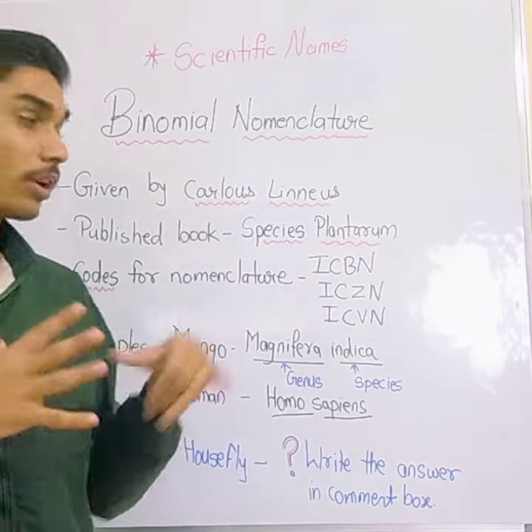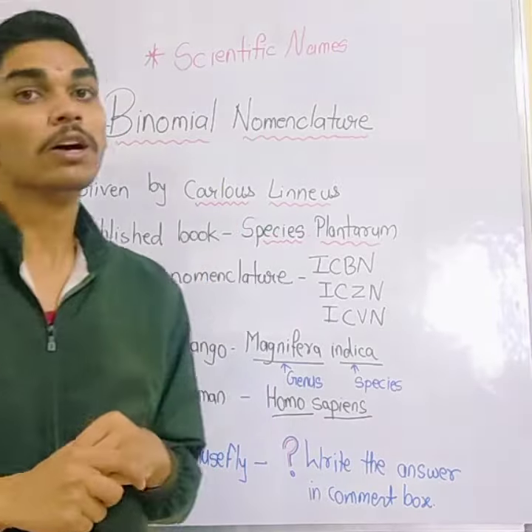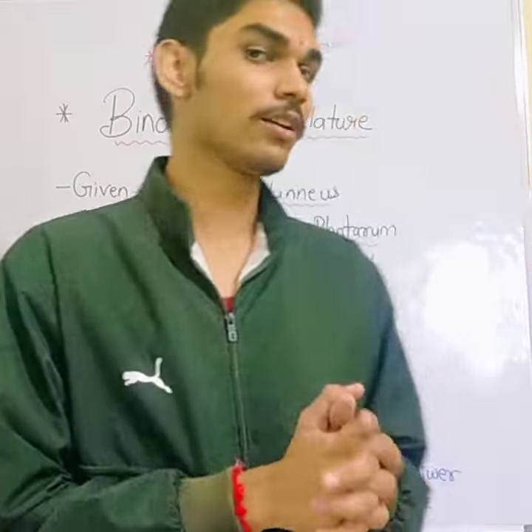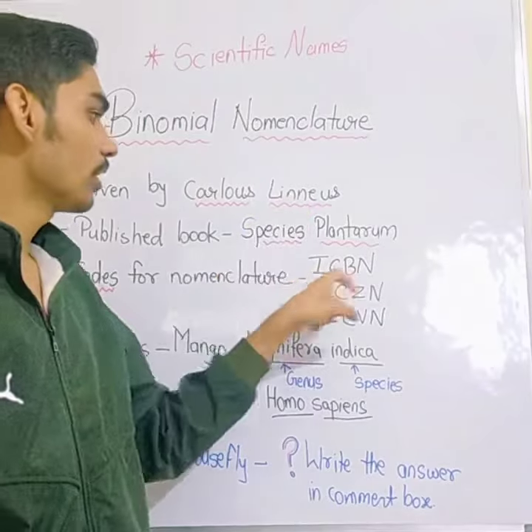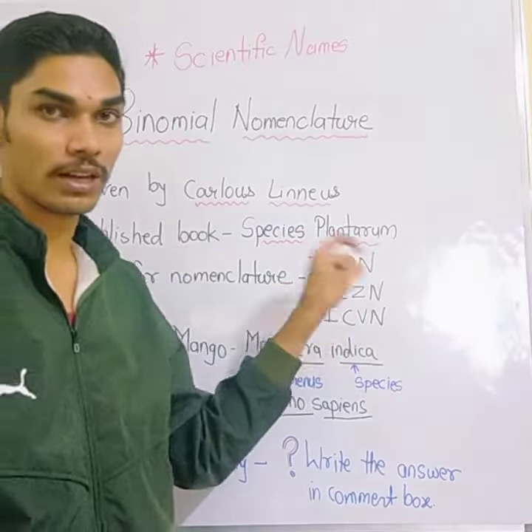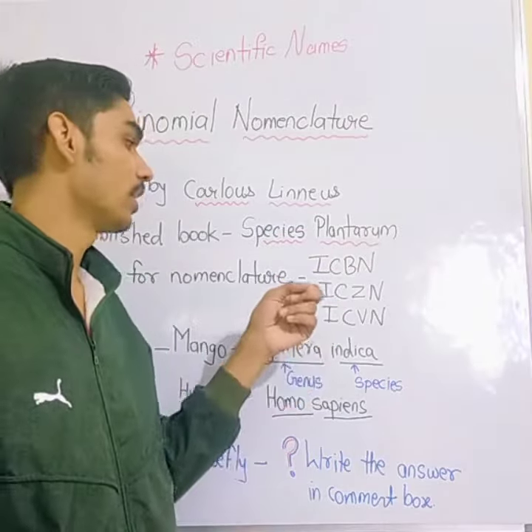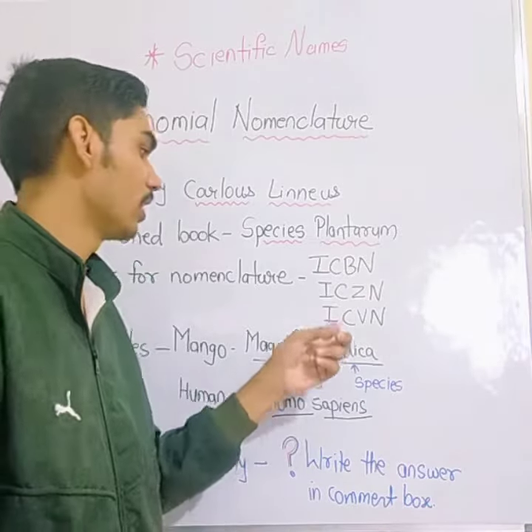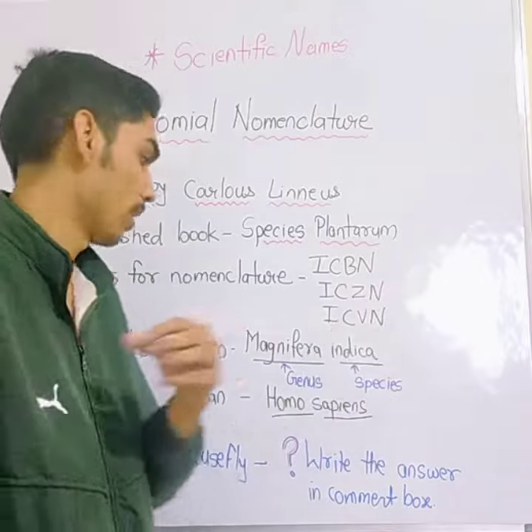He published a book referred to as Species Plantarum. So there are certain codes for the specific binomial nomenclature, just like for botanical nomenclature, there is an International Code for Botanical Nomenclature. For zoology, there is an International Code for Zoological Nomenclature. Similarly, for viruses, there is an International Code for Biological Nomenclature.